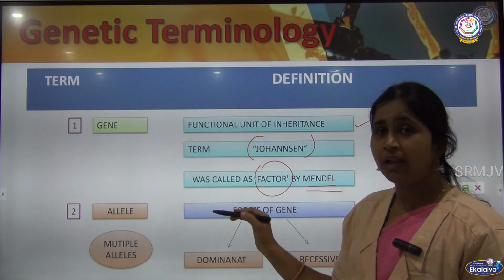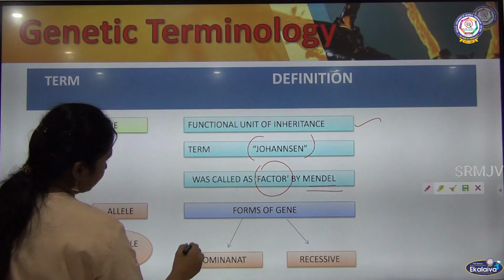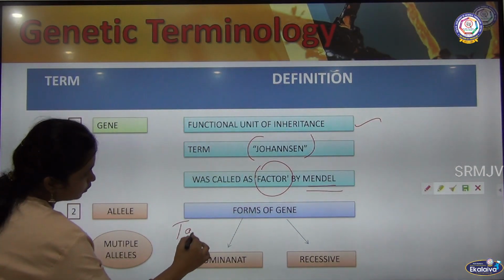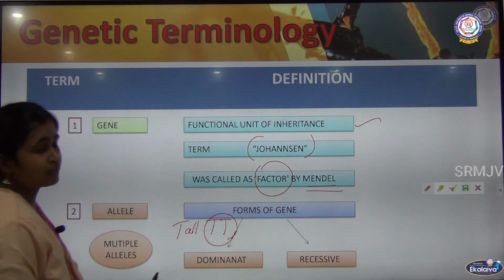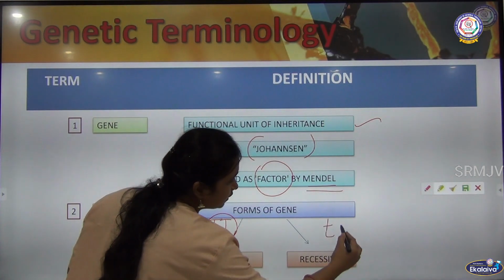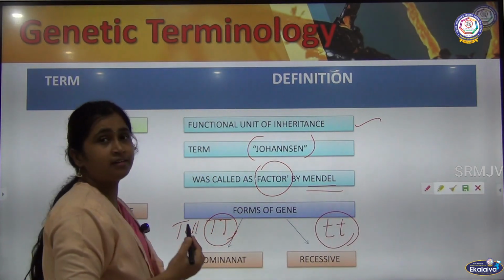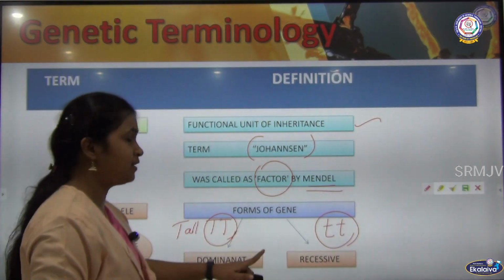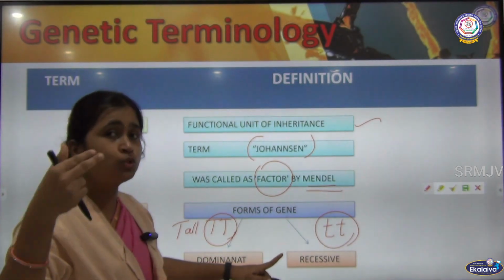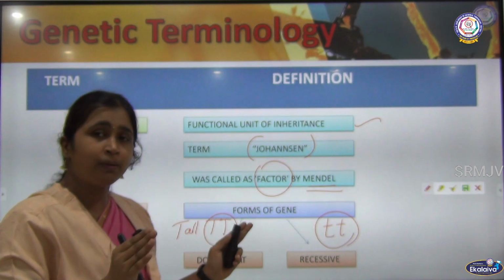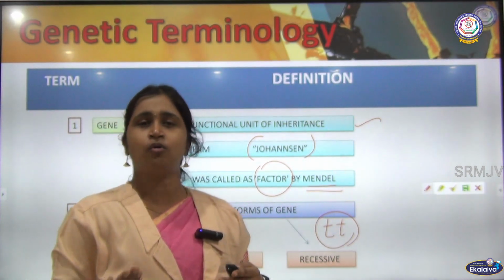Next I told you about allele. What are the alleles? The dominant, for example tall, for tall you will write capital T, capital T. This is one allele. And recessive, small t, small t. This is another allele. Like this we represent with two letters in a pair. When they occur in a pair only, they can show their character. This part you have to keep in mind. It will be helpful for doing the cross.